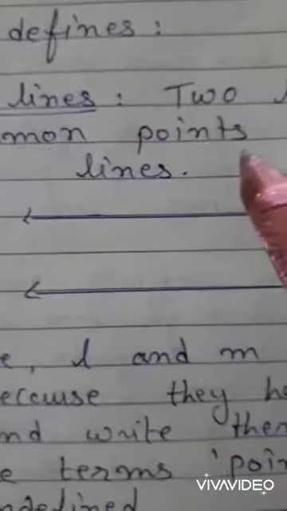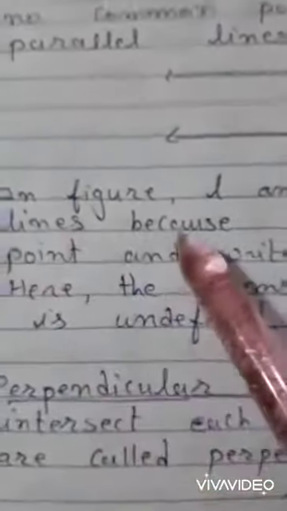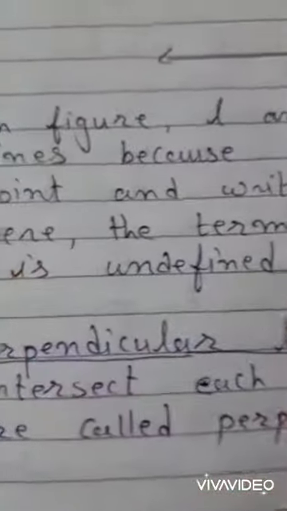First is parallel lines. Two lines which have no common points are called parallel lines. In the figure you see L and M are parallel lines because they have no common points, and we write them as L parallel M. Here the terms point and line are undefined.